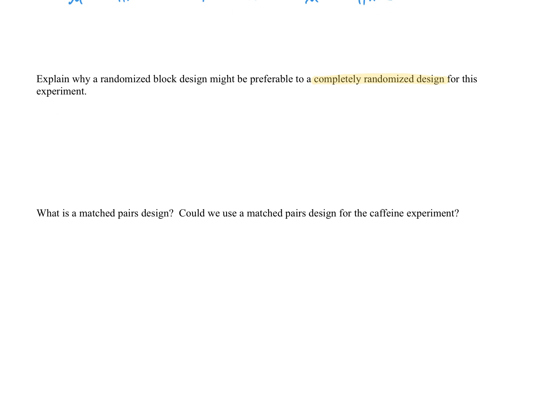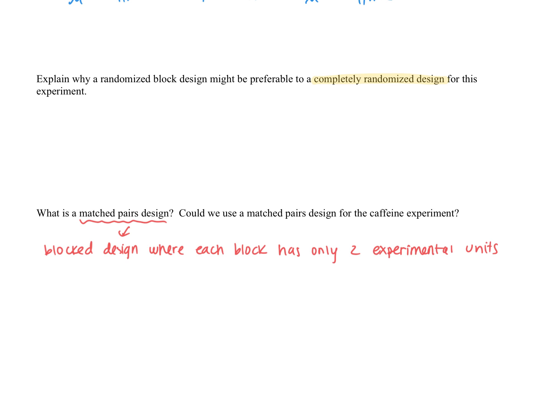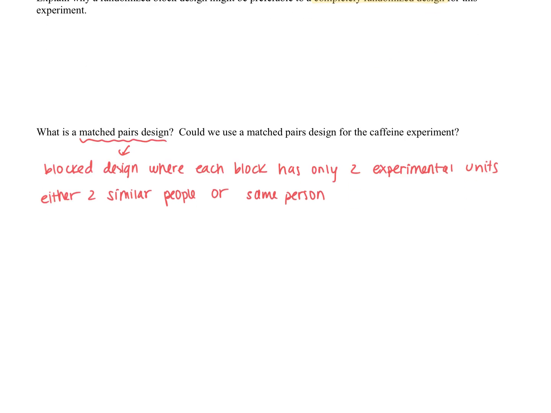Okay. A few other things to talk about. Next thing, a matched pairs design. This is a very specific block. So this is a blocked design where each block has only 2 experimental units. Either you are using 2 very similar people, or what often happens is that you are using the same person.